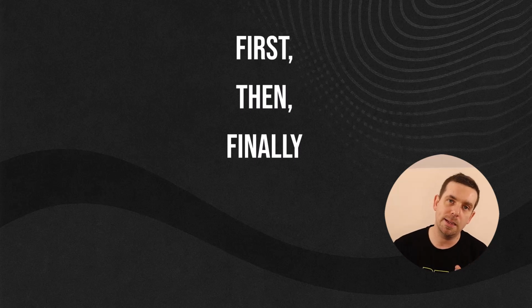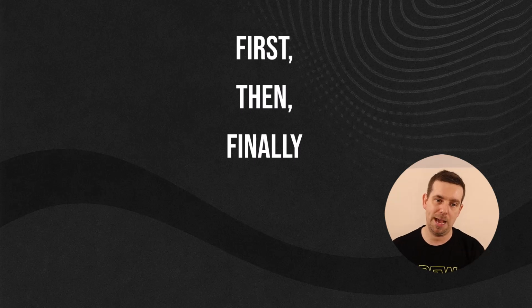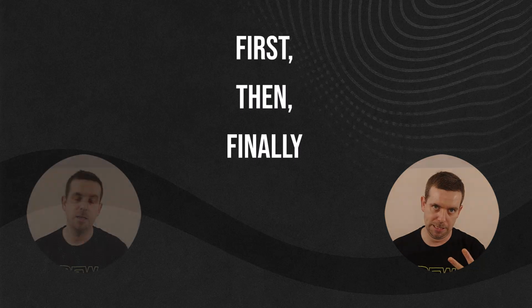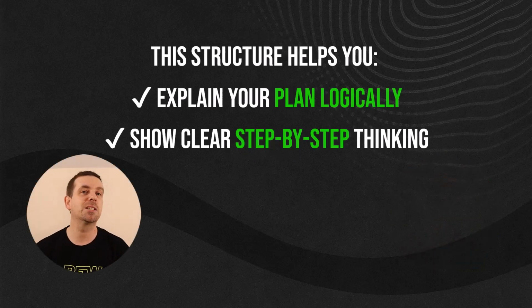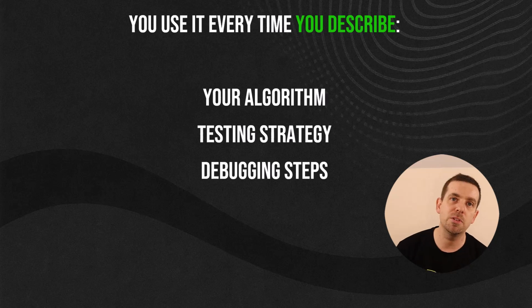If you are learning English for technical interviews, coding interviews, system design, this structure is really useful to show about your approach or your plan. We have first, then, and finally. This structure helps you explain your plan logically and shows step-by-step thinking. You use it every time you describe your algorithm, your testing strategy, or debugging steps.